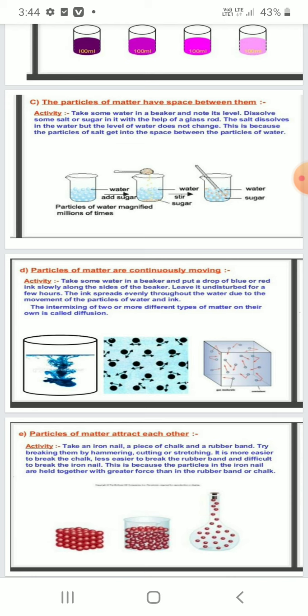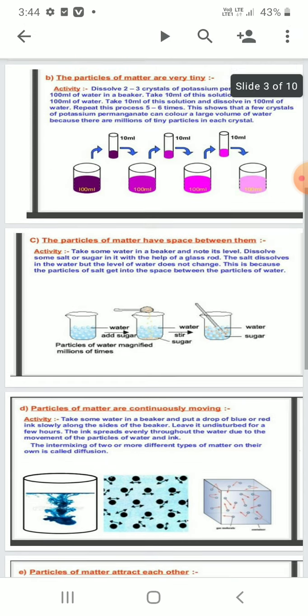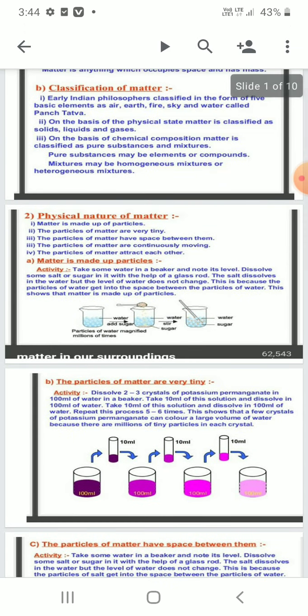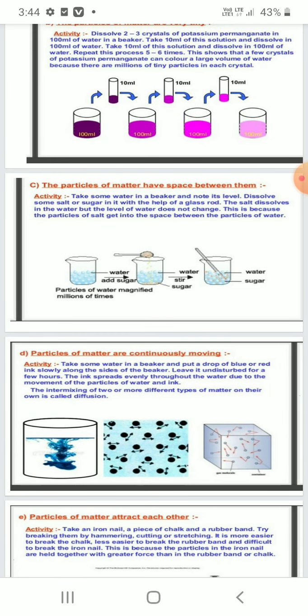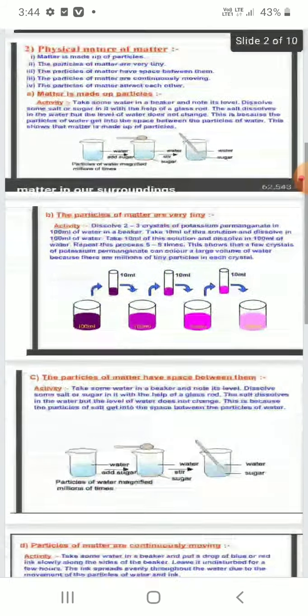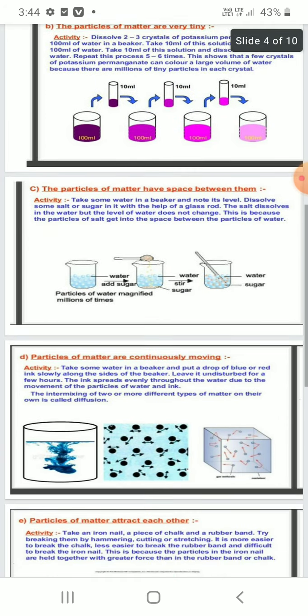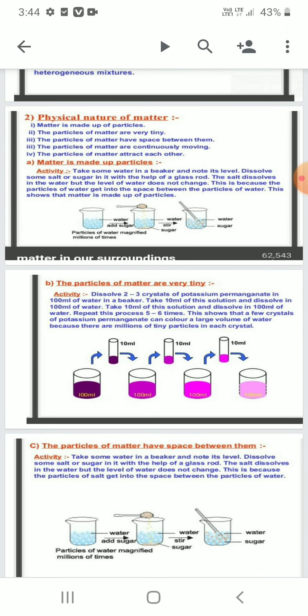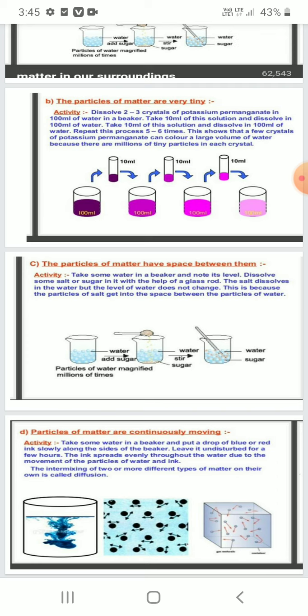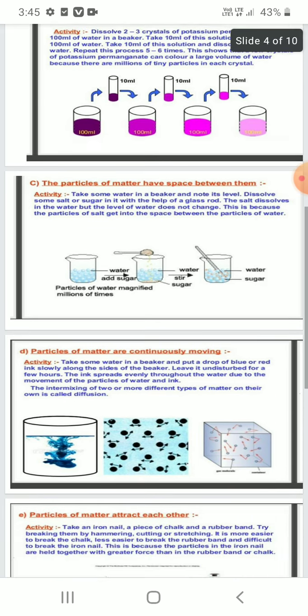You already studied this activity, the same activity. You can explain it for C, and even for A, that matter is made up of particles, using the same example. In the first one you can talk about particles. In C you can talk about the space between them, because of which the level of water remains the same.